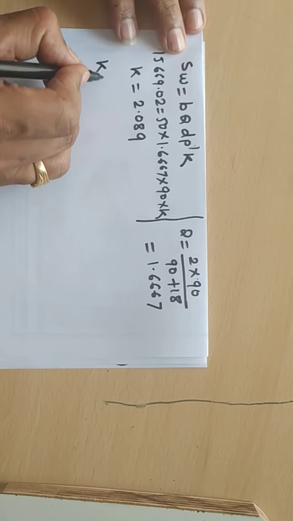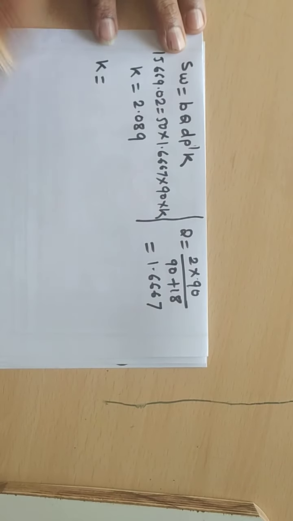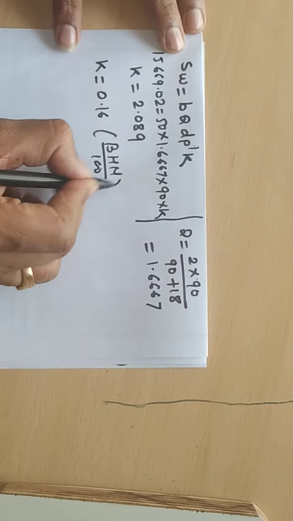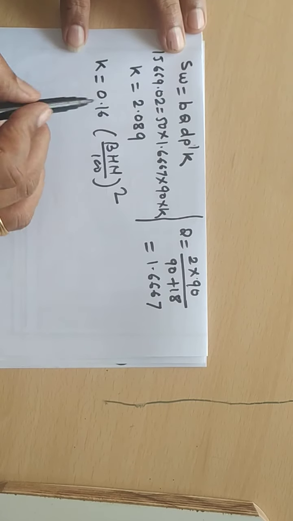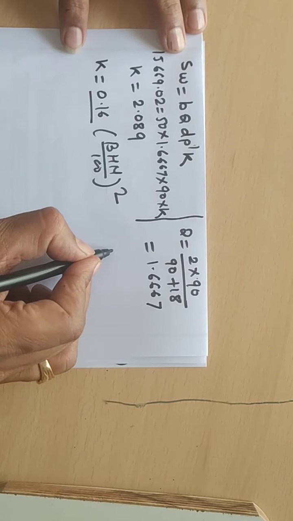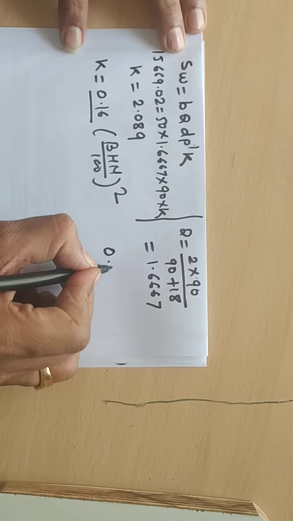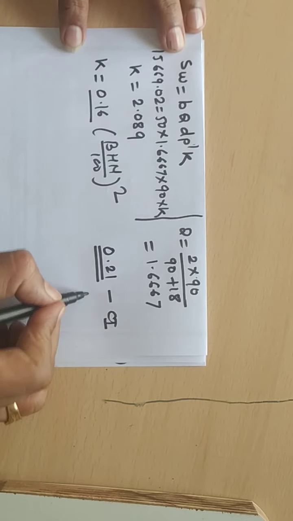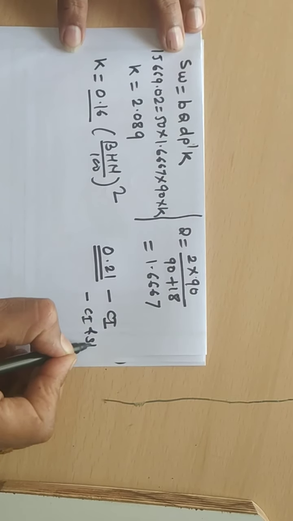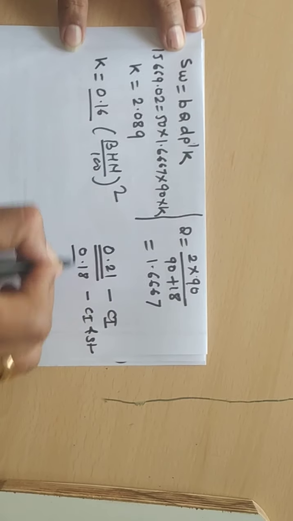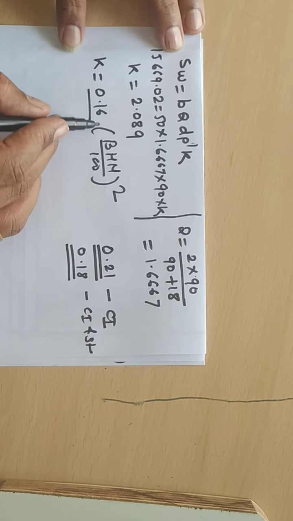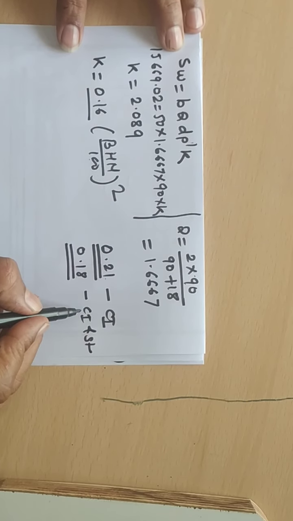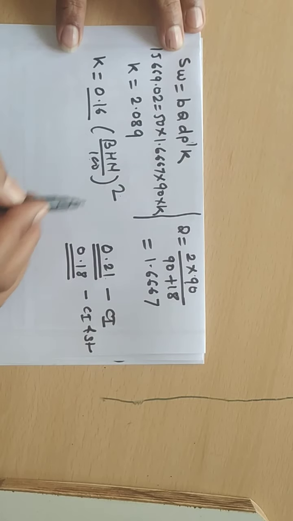Now for steel material, both gears are made by steel material, therefore K is 0.16 BHN upon 100 bracket square. If both gears are made by cast iron, instead of this 0.16 it is 0.21. If gears are made by combination of cast iron and steel, then instead of 0.16 it is 0.18. Both are steel, 0.16 BHN upon 100 bracket square. Both are cast iron, 0.21 BHN upon 100 bracket square. One is cast iron, one is steel, then 0.18 BHN upon 100 bracket square.